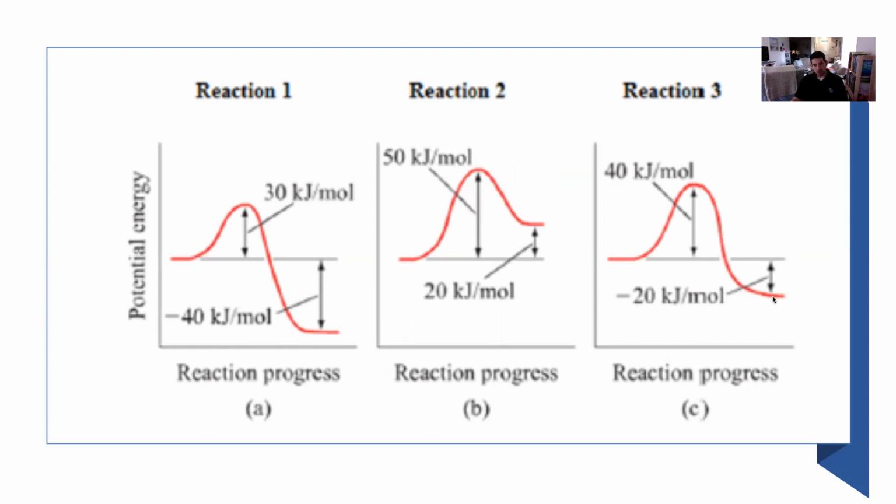Since it's ending lower than it started, exothermic. Now, on a graph, we can put numbers to it, and we can actually calculate what the activation energy is. That's the distance from the reactants to the highest point, right? The activation, the transition state. So the activation energy, it's from wherever we start to the highest peak, right?